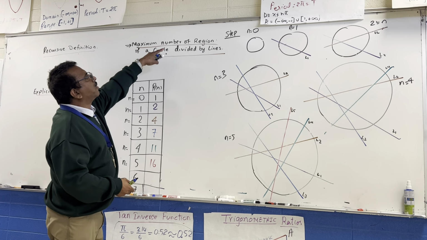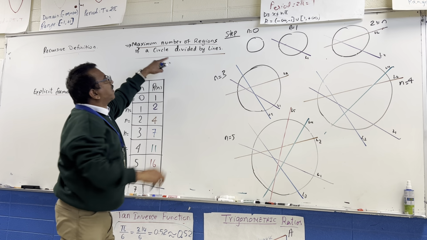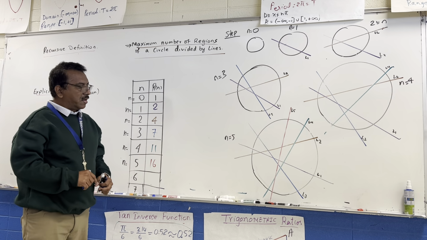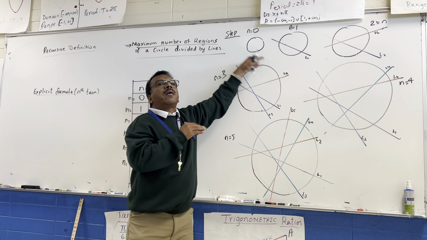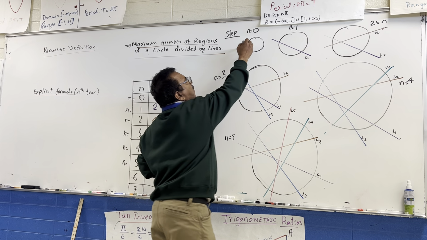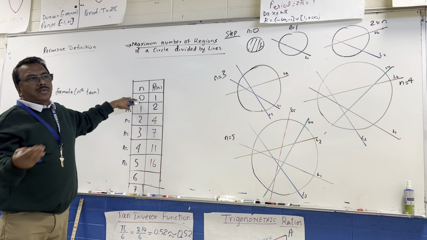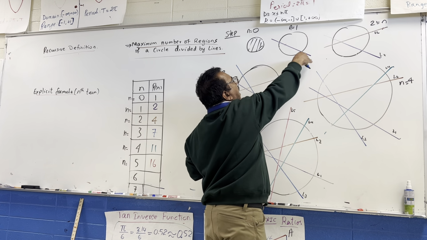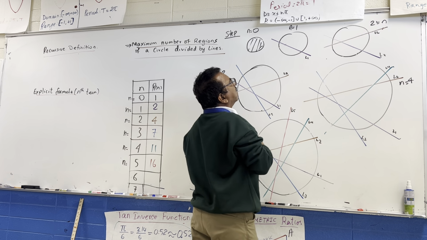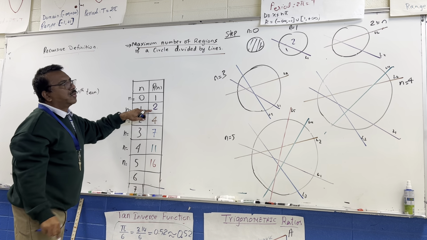You can see the maximum number of regions of a circle divided by lines. The first one, if you don't draw any line, there's only one region here. So that's why when n is 0, it's 1. In the second one, I use purple color to show one line crosses the circle and divides this into 2, 1 and 2. So the answer is 2 regions.